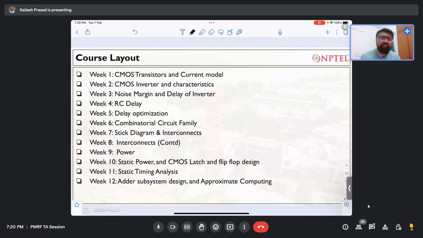Then we have the memory design companies like Micron and SK Hynix, and other memory design companies like Western Digital and SanDisk. There are other companies which work on communication, like Broadcom, and companies like ST Microelectronics. So we have a very large pool of companies available in India. And what you want to know is how your future will look.